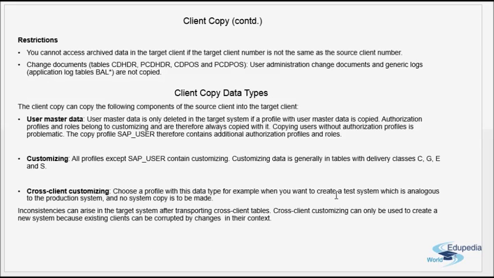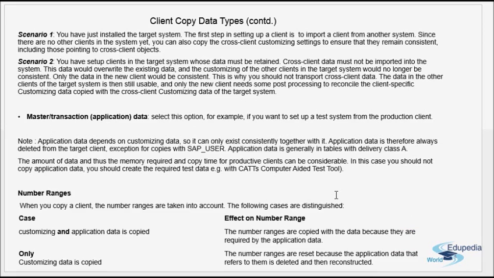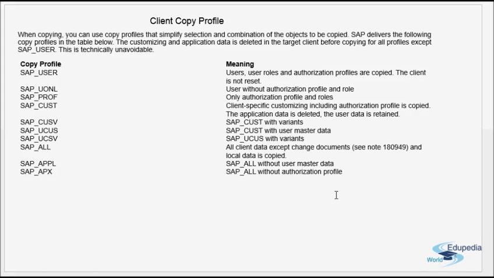And the restrictions in the client copy are that you can't access the archived data if the target client number is not the same as the source client number, and the change document tables and the application log tables are not copied. Next, we have seen the client copy data types. Different data types like the user master data, the customizing data, the cross client customizing, and the master or the transactional data, that is the application data, can be copied.